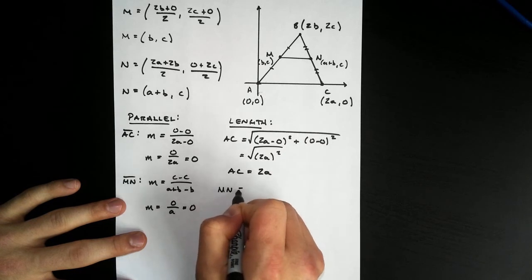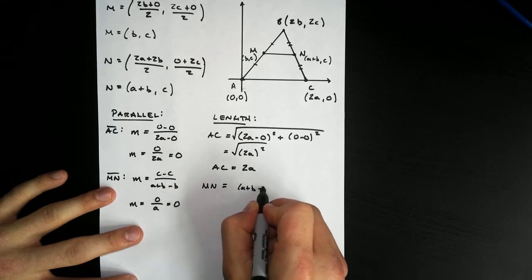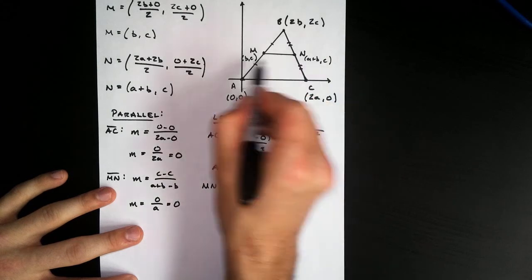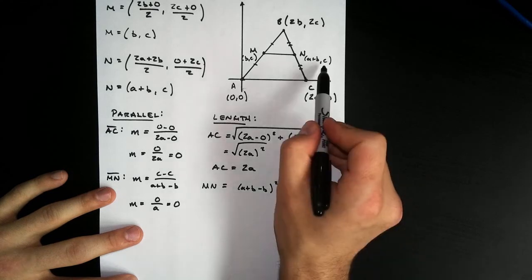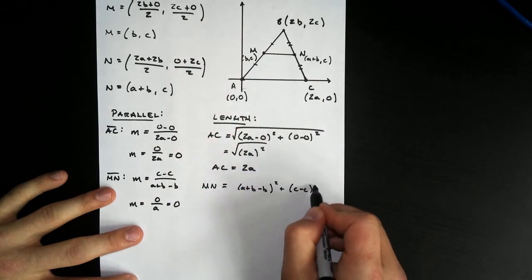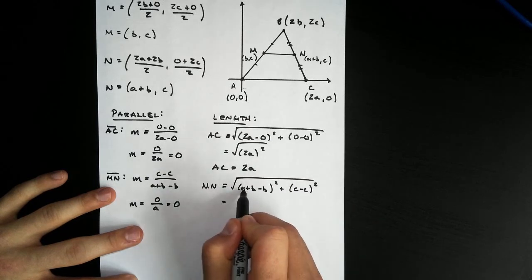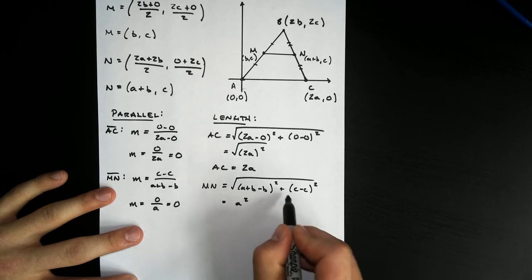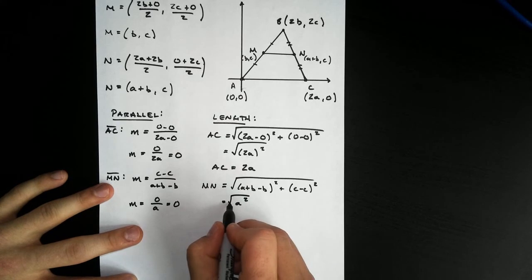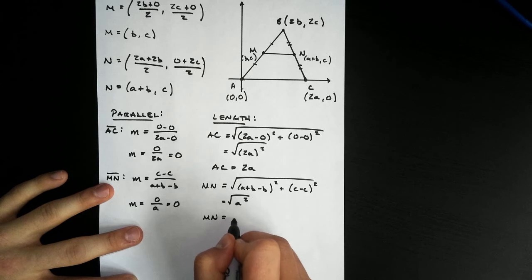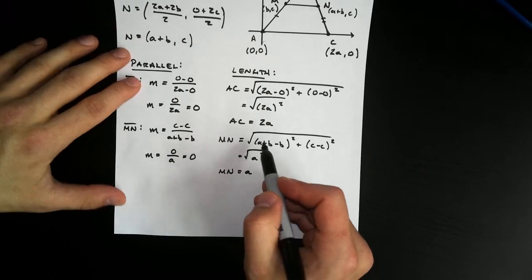And now for the length of mn, so our two x values, a plus b minus b, and then our two y values subtracted, c minus c, and the square root of all that. So the b's cancel out, we just get a squared, c minus c is 0, so that goes away. The square root of a squared, we get mn is a, which is half as big as AC.